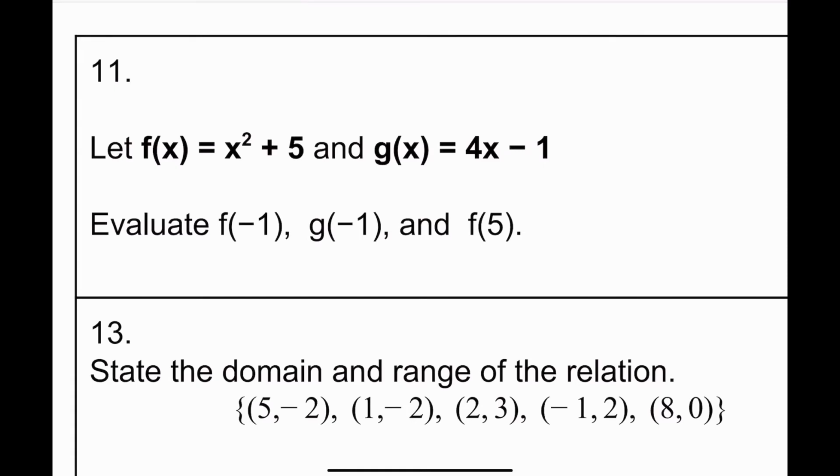Let's look at number 11. There are 3 parts to number 11. We have 2 functions. We have f of x, which is x squared plus 5, and we have g of x, which is 4x minus 1. These are 2 different functions. They have different names. And our task is to evaluate 3 different numbers for those functions.